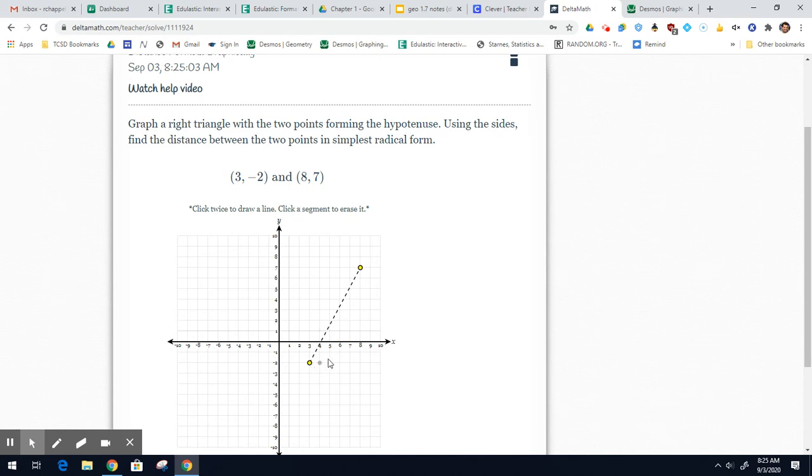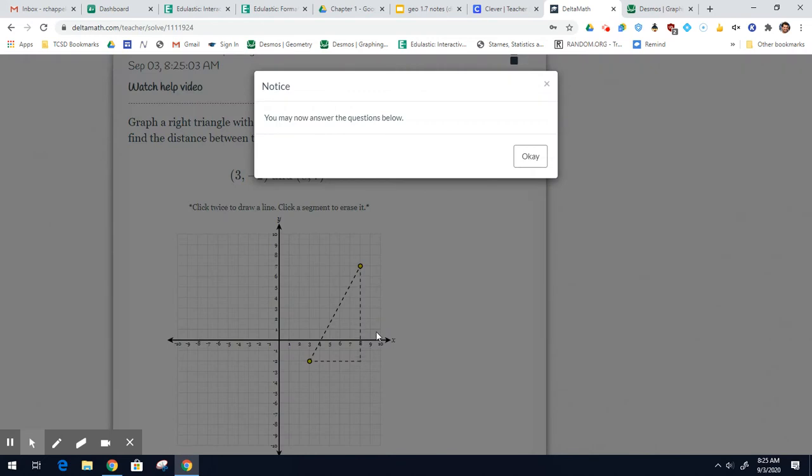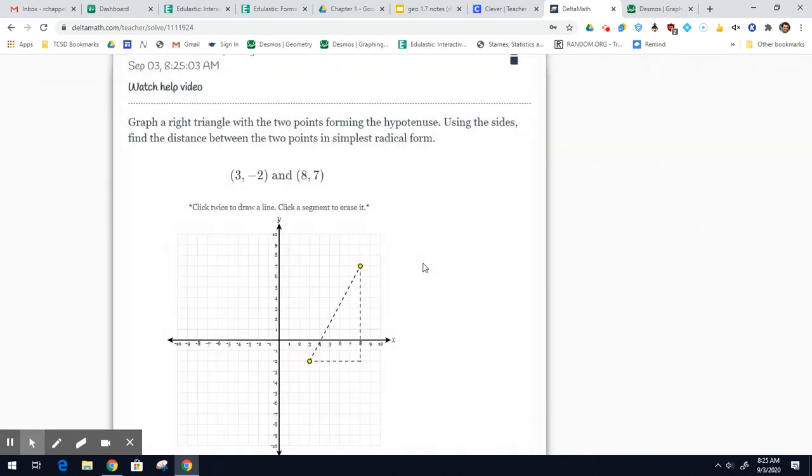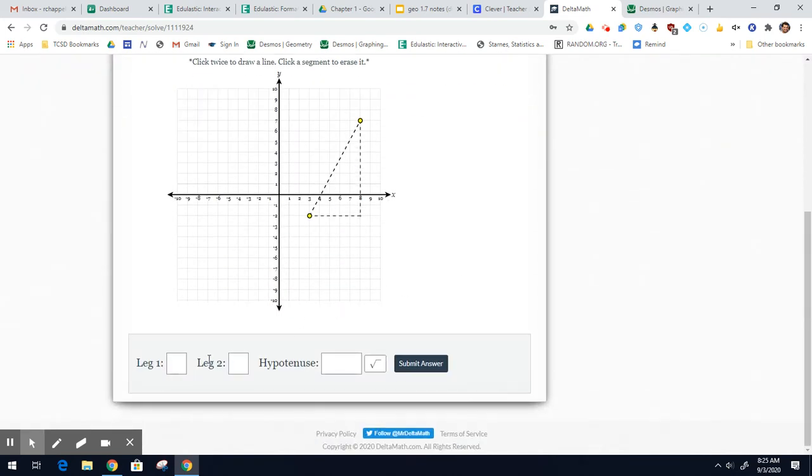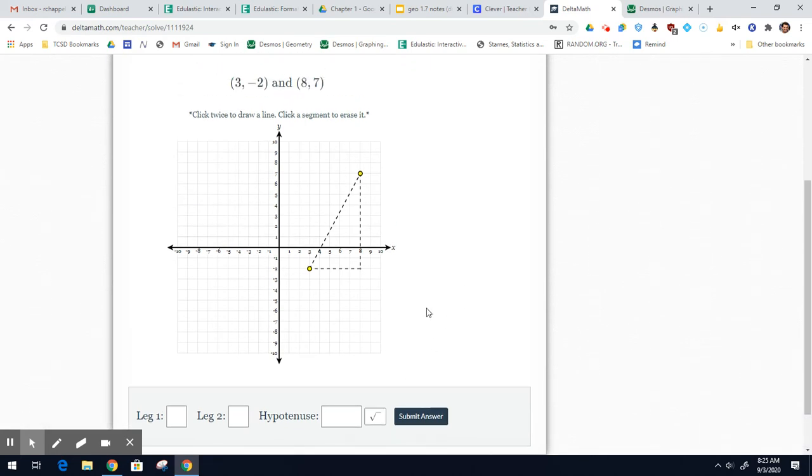So we need to create a right triangle, and I hope you can see that it's going to look like this. So I'm going to go from here to here, and then from there to there, and boom, there's my right triangle. So it says, notice you may now answer the questions below. So they are letting you move on. So let's see what's below. Okay, so it's asking you for what are the lengths of the legs, and then what's the length of the hypotenuse, which is your answer.